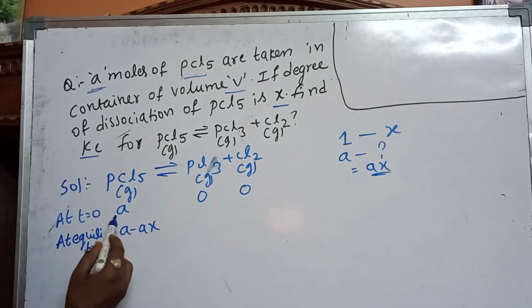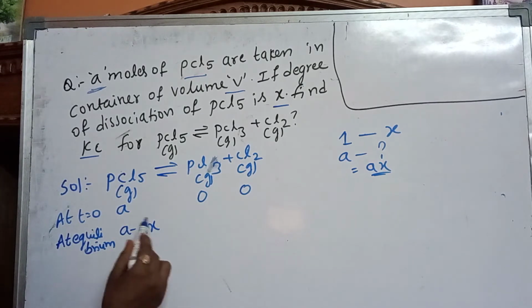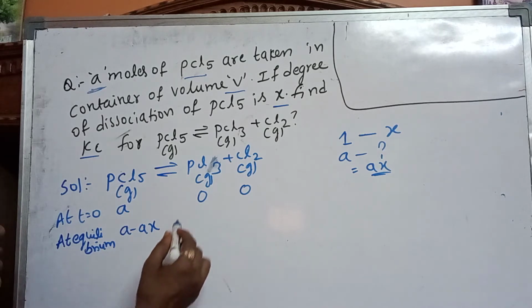So the initial number of moles is A. From this, AX moles of PCl5 dissociated. So that we can write, at equilibrium, the number of moles of PCl5 is A minus AX.